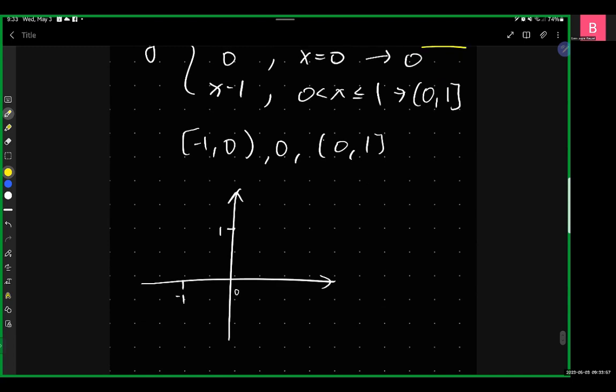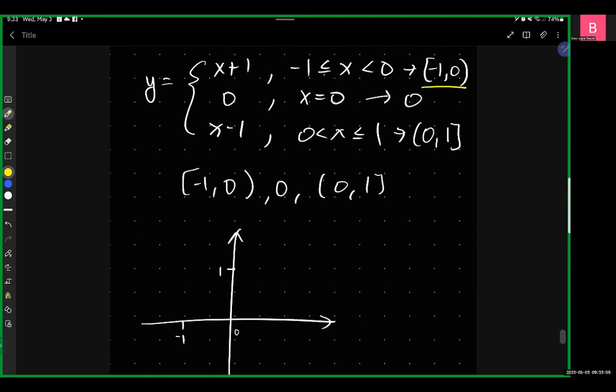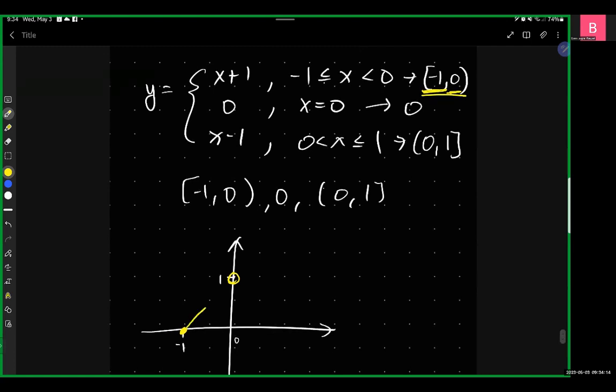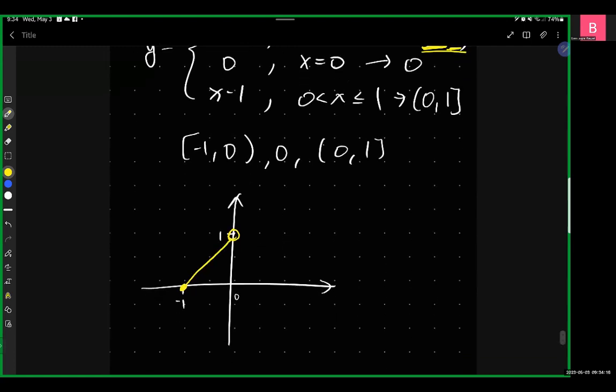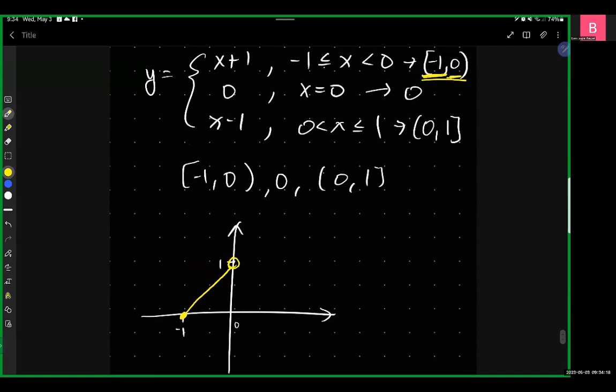So it is interesting to note that the interval is closed for -1. So meaning, it is closed here. And then at 0, it is open. So when y is equal to 0, it is open there. So this is the function y is equal to x plus 1. And now, for the next case, we have 0 when x equals 0. Then just simply 0 over here.